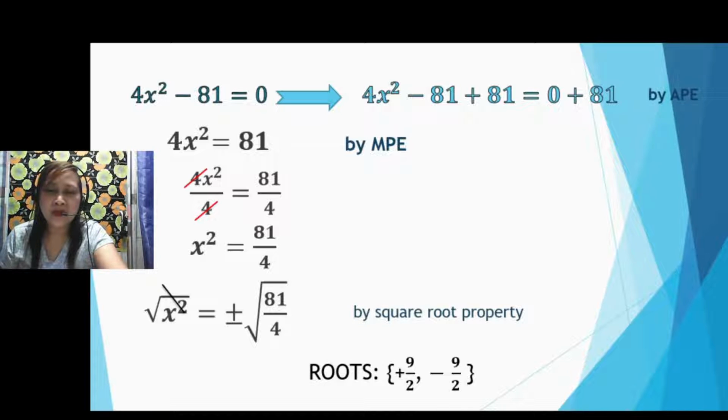and the result, by the square root property, is x is equal to positive and negative the square root of 81, which is 9, over the square root of 4, which is 2. We have a fraction. Okay? So, the roots are positive 9 over 2 and negative 9 over 2.